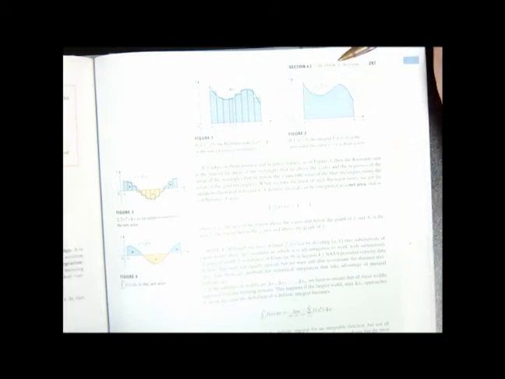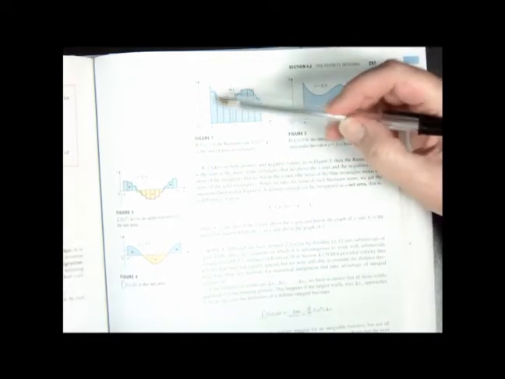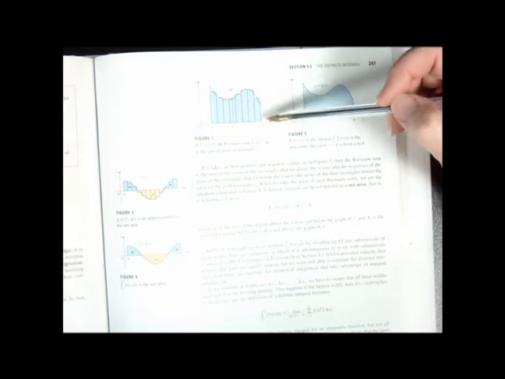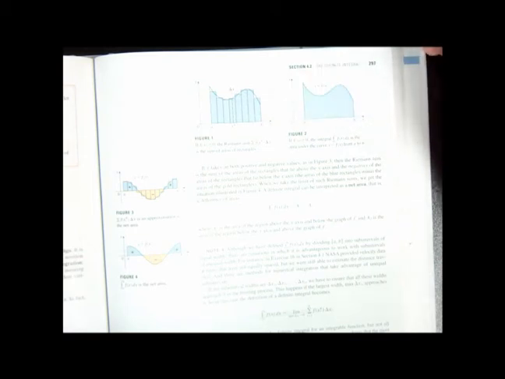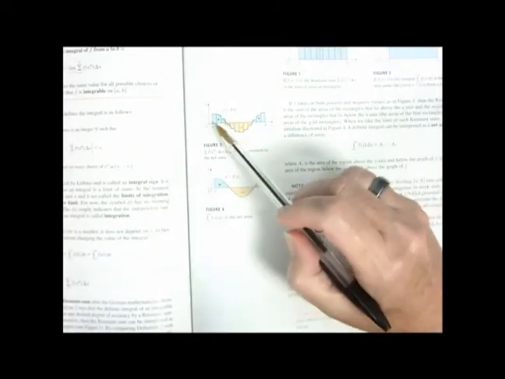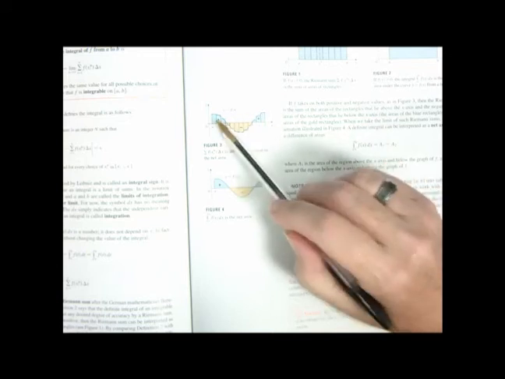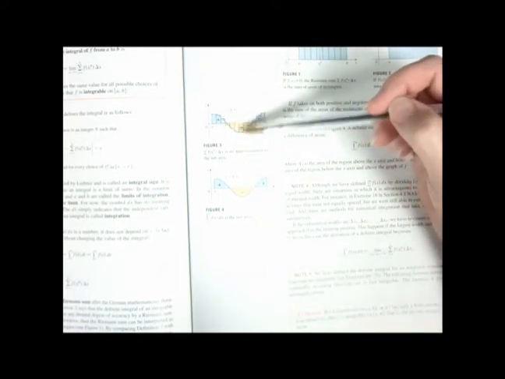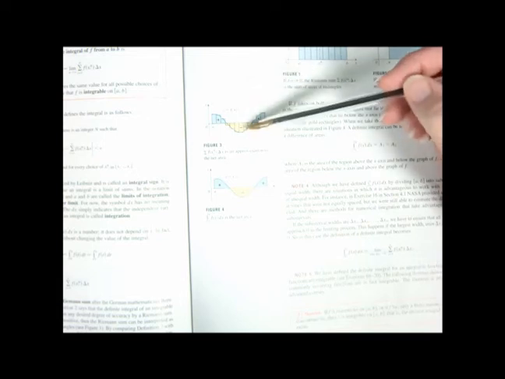What does that mean? Well, notice that everything in this picture is above the x-axis, okay? But that's not always going to be the case. For instance, if you take a look over here at this graph, we have these areas that are above the x-axis, but we have this which is below the x-axis. So you have to make up for that because you're actually wanting to add the areas together. So you have to subtract the negative area to make it positive.